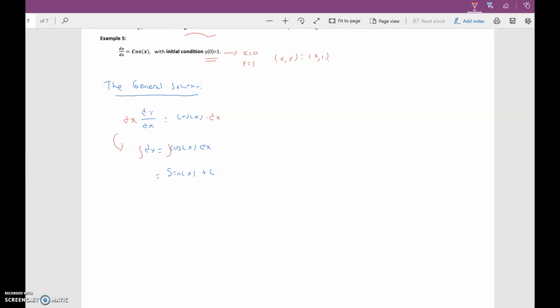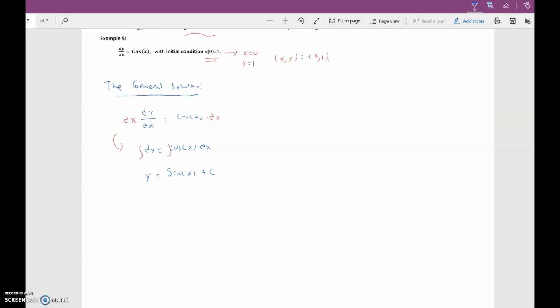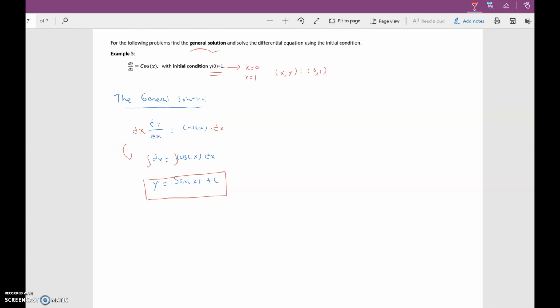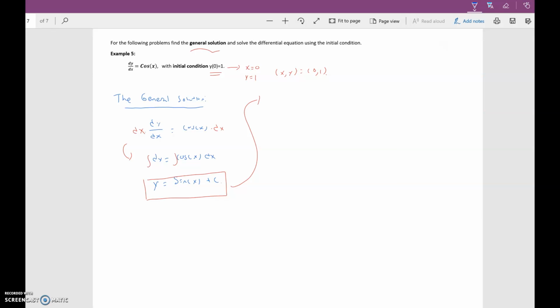Let me fix this y. This would be the general solution. In order to find the exact solution with the initial condition, then we have to apply the coordinate point. So I'll just say next.